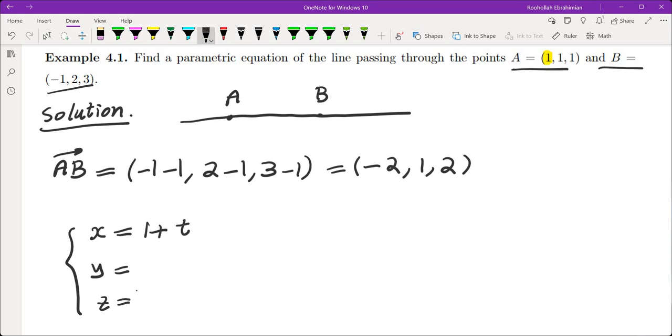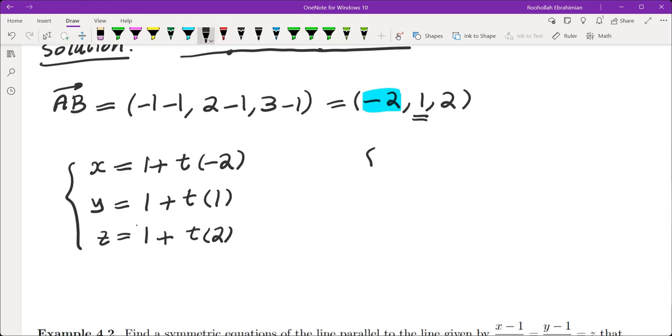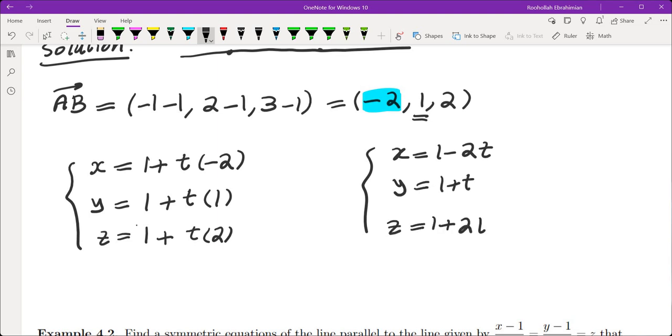plus t times the coefficient right here. So -2. And then 1 plus the coefficient times t, and then again 1 plus the coefficient times t. So this is called the parametric equation. So the parametric equation would be x equals 1 minus 2t, y equals 1 plus t, and z equals 1 plus 2t.